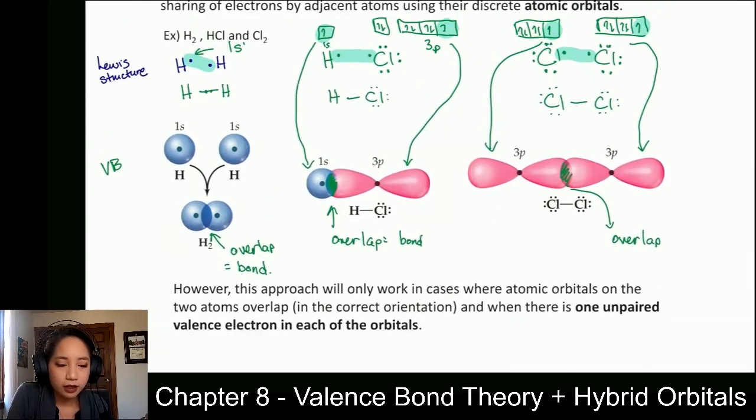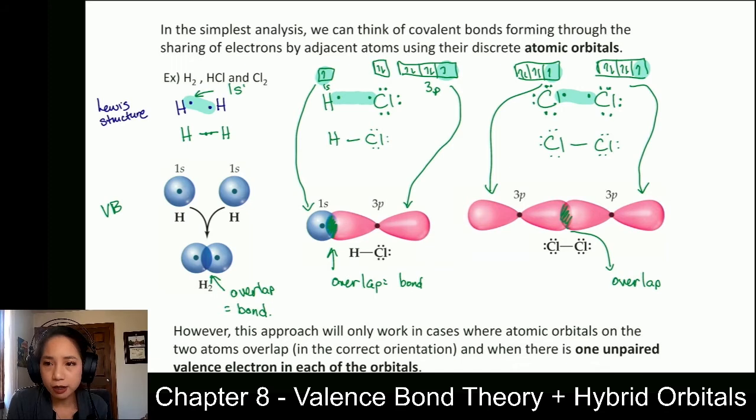So in this example, our other cases up here, we had unpaired electrons in hydrogen. So you can clearly see how those electrons overlap. Or in this chlorine case, we have unpaired electrons that can clearly come together and form bonds.